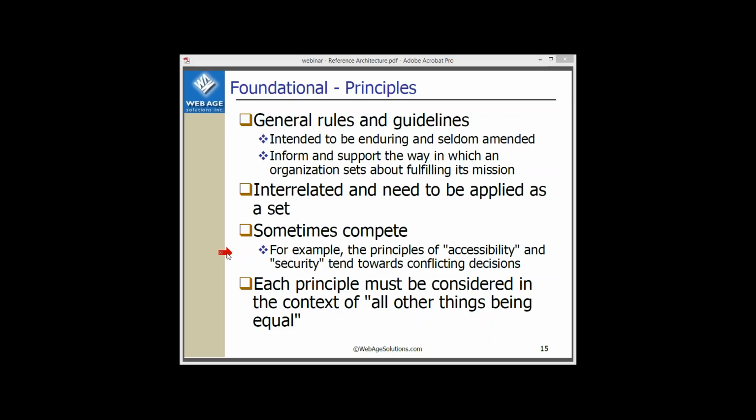And as technology changes and as applications come and go and as business processes change, these high-level principles will tend to remain the same for long periods of time. So they're really a statement of what do we value as far as our overall approaches going years into the future.